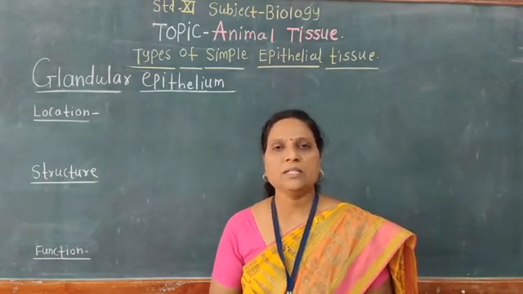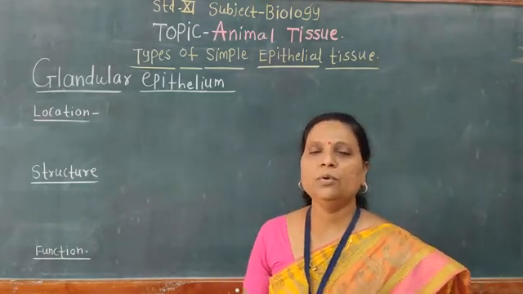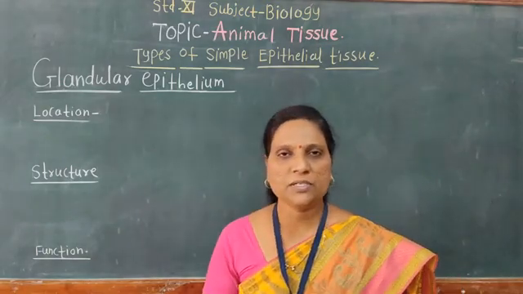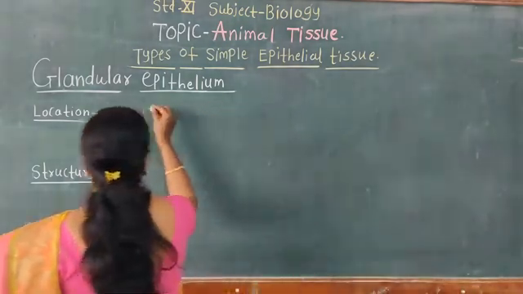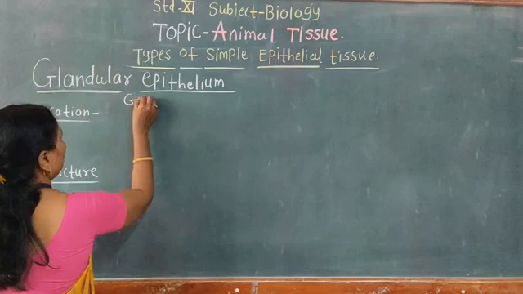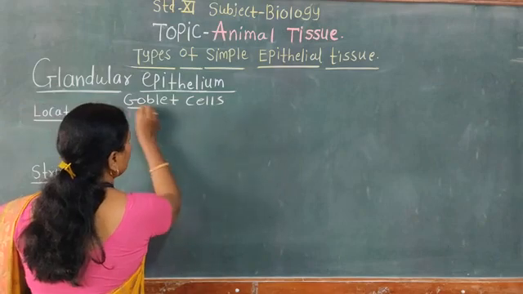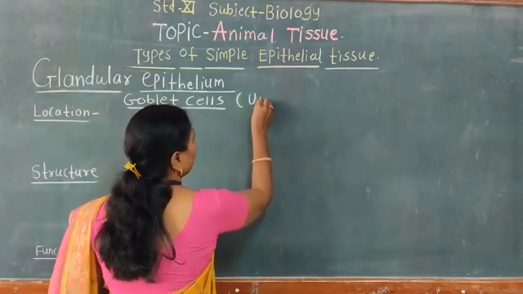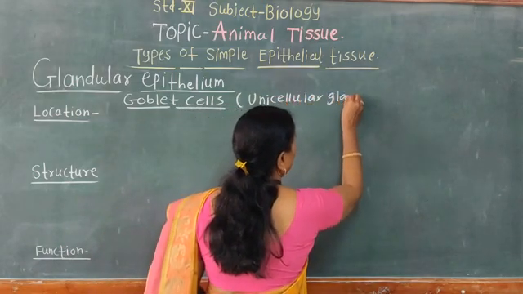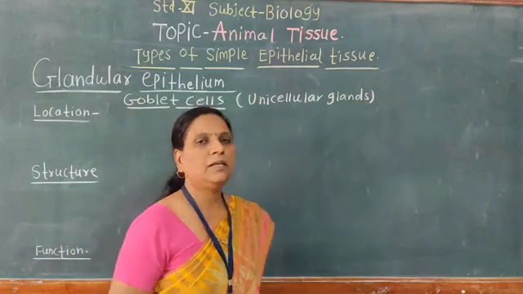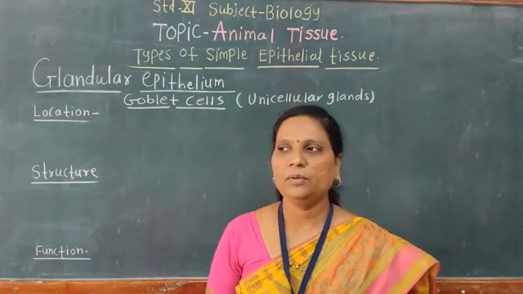Before that, the single cell glands are called the goblet cells, and these goblet cells secrete the mucus. We will study about the goblet cells first. They are called the unicellular glands. First the goblet cells, we will study about the location, structure and function. Goblet cells are also called unicellular glands. The single cell secretes the secretion, that is the mucus. So this gland is the unicellular gland.